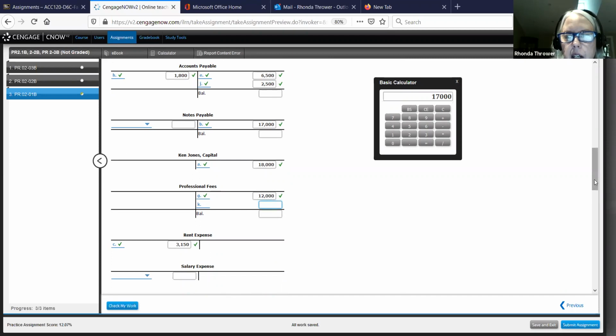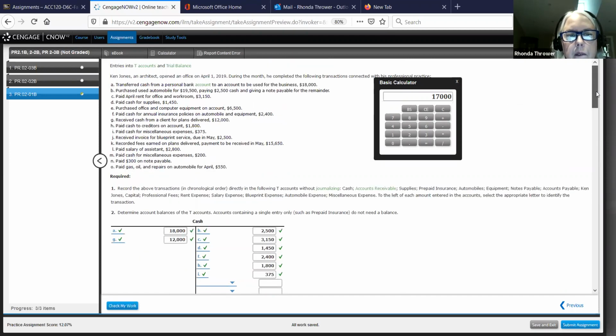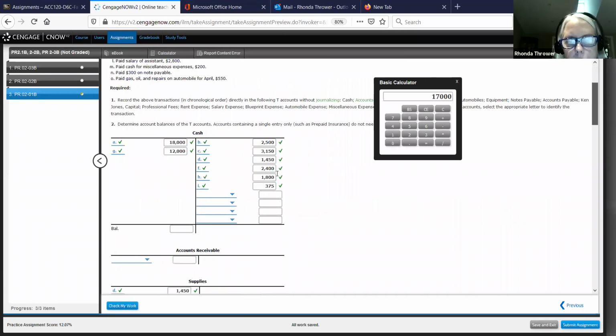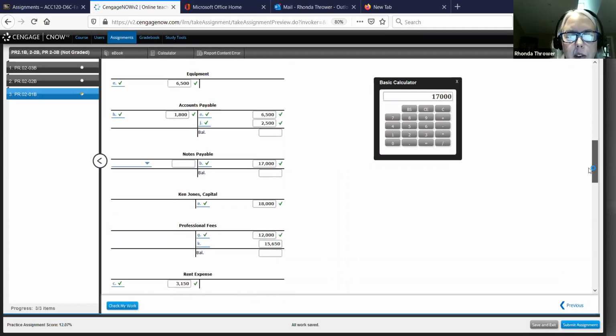We're going to increase our revenue. Our revenue was going to be increased by $15,650. To increase revenue, we would credit. So my professional fees is credited.